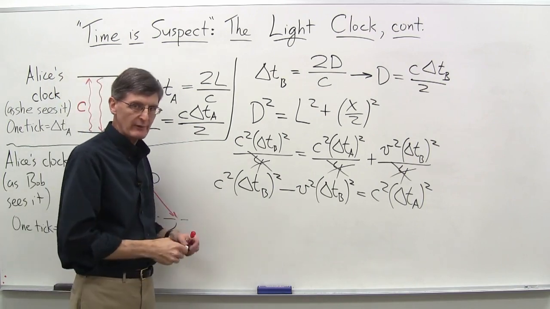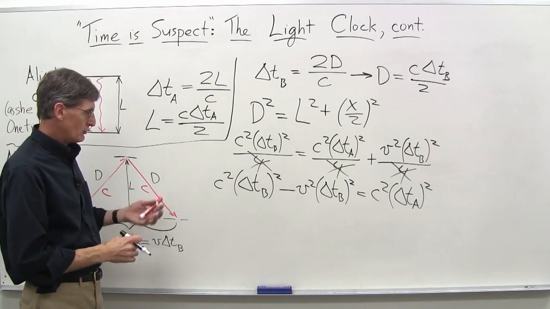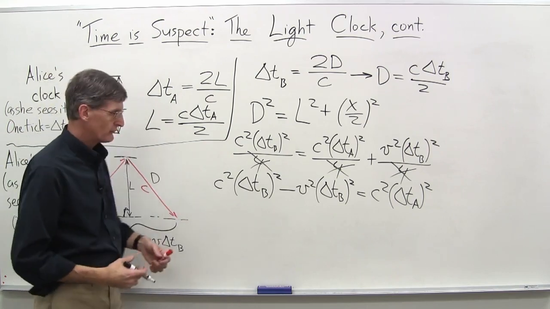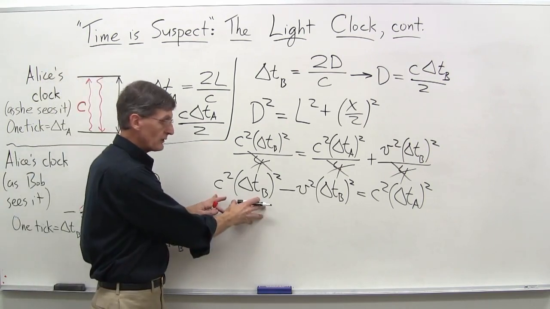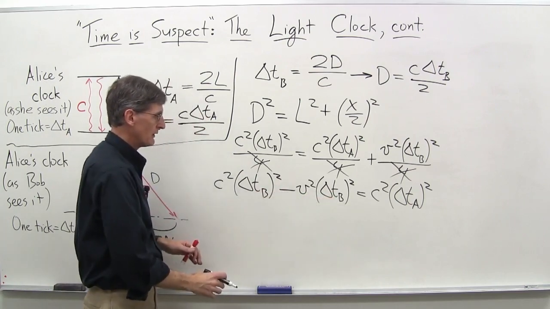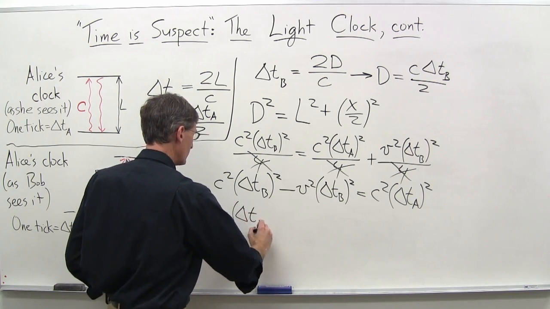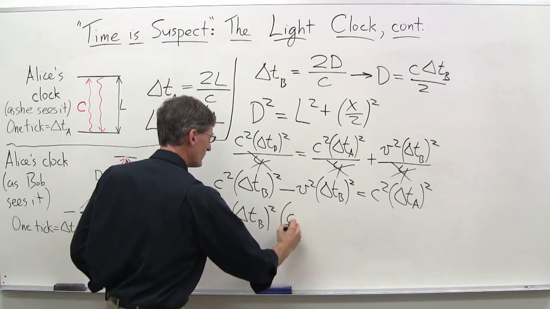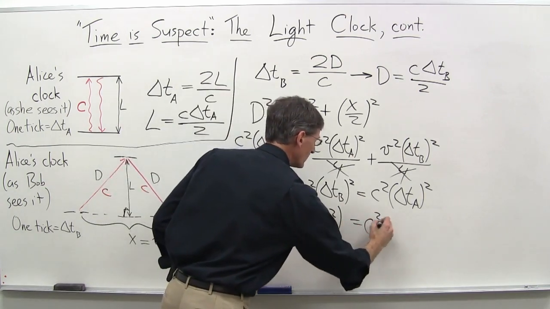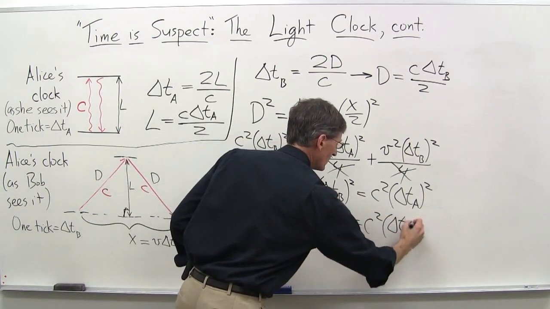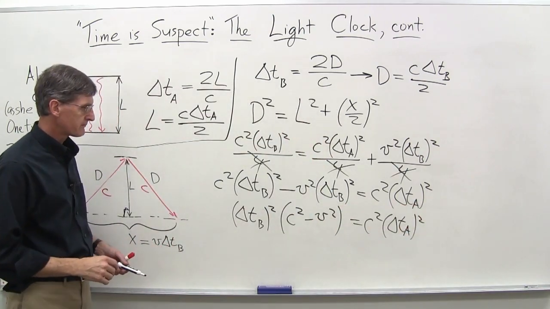But we're going to take it step by step, try to make haste slowly here, not to go too fast, lose anybody. And again, pause it a minute, ponder things if you have to. I've got c squared delta tb squared, v squared delta tb squared. Let's factor out the delta tb squared there. So I've got delta tb squared times c squared minus v squared equals c squared delta ta squared. Just doing some algebraic manipulations here.